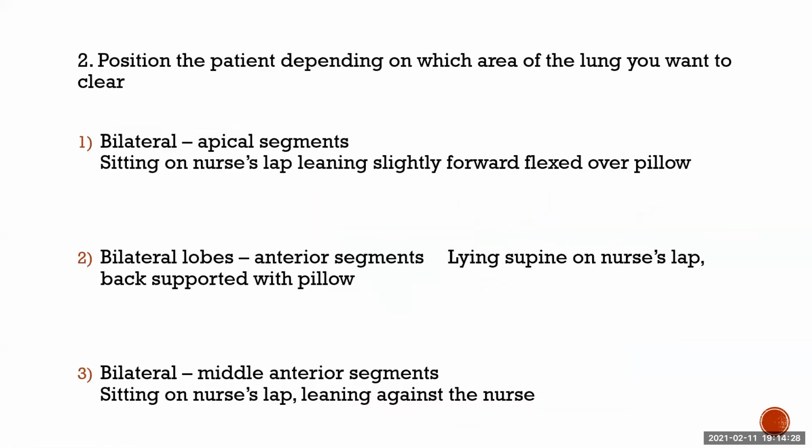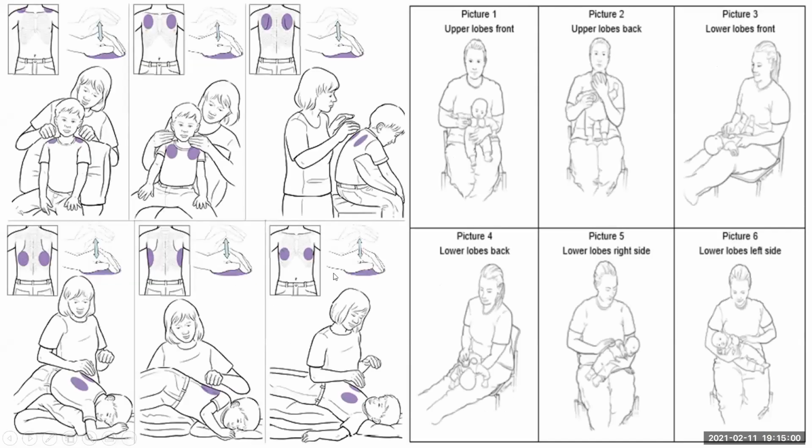Okay, like I mentioned, we position the patient depending on the area of the lung. So for the bilateral apical segment, position the patient on the nurse's lap, slightly forward. For the anterior segment, make sure the patient lies supine with the back supported with a pillow. And for the bilateral medial and anterior segment, position the patient on the nurse's lap and lean against the nurse. So this is the position of the patient depending on which part of the lung that we want to remove the secretions from.